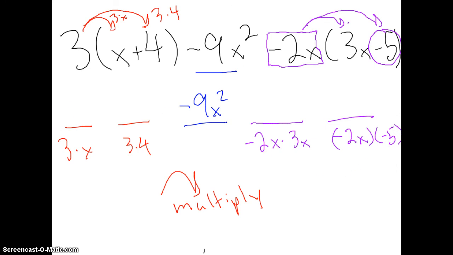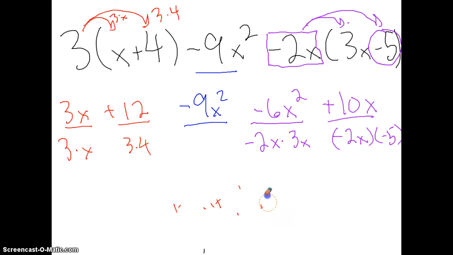Okay, so let's go ahead and multiply these things. This is 3 times x, and this is 3 times 4. That's a positive. This is still here. This is negative 2 times positive 3 is negative 6, and x times x is x to the second power. This last one is negative 2 times negative 5. Well, that's 2 negatives, which is a positive. 2 times 5 is 10, and there's an x there. Okay, so we're done with our multiplying, and now we need to add the terms that are like.